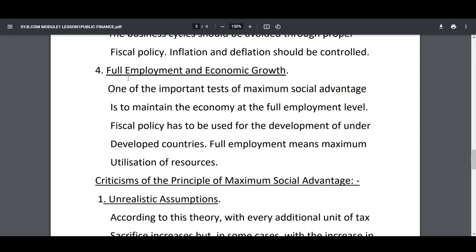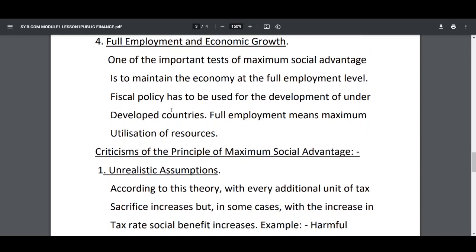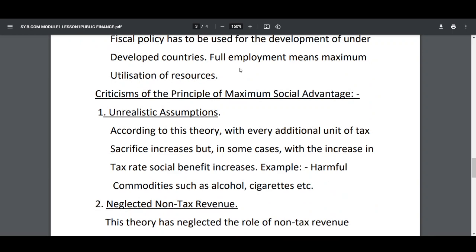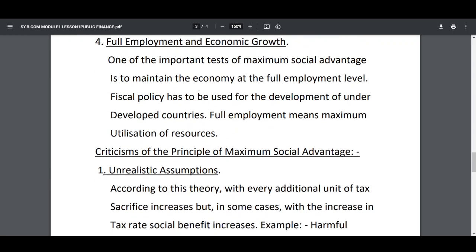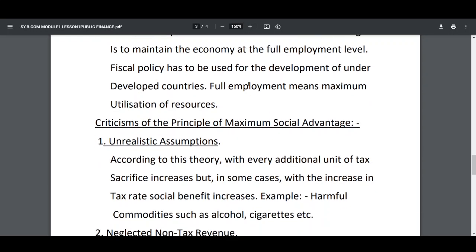Now, the fourth test, one of the important tests which is given by Professor Dalton, is full employment and economic growth. Fiscal policy has to be used for the development of underdeveloped countries. And full employment means what? Maximum utilization of resources. There should not be any wastage of resources. And fiscal policy mainly the government has to use for the development of underdeveloped or developing countries, for example India. So these are the four tests which are given by Professor Dalton to test the principle of maximum social advantage.